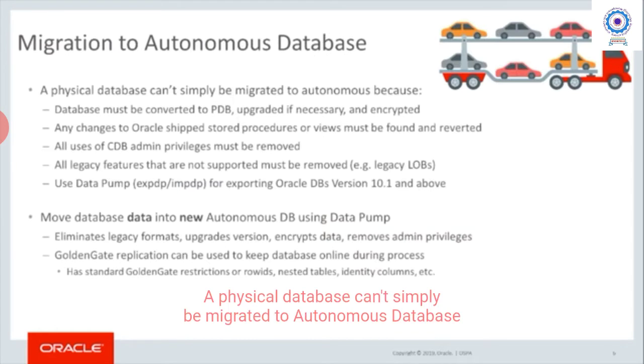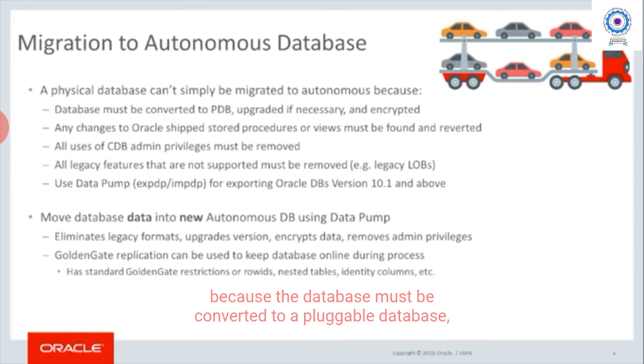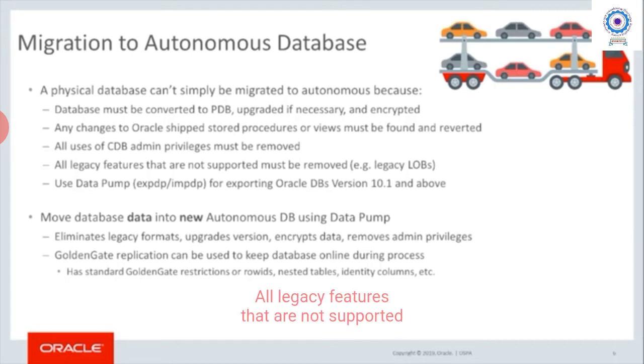A physical database can't simply be migrated to Autonomous Database because the database must be converted to a pluggable database, upgraded to the current version of the database, and encrypted. Any changes to Oracle shipped stored procedures or views must be found and reverted. All uses of container database admin privileges must be removed. All legacy features that are not supported must be removed, such as legacy large objects.